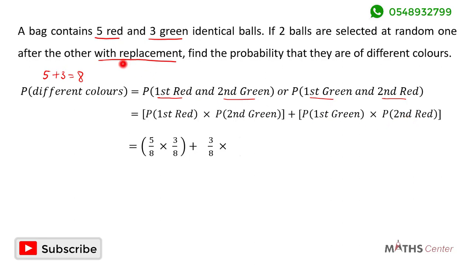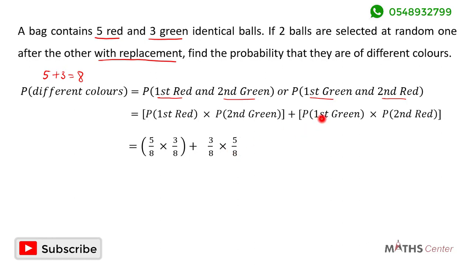As we have seen here, we are selecting the 2 balls one after the other with replacement. So after selecting the first green ball, we will drop it back into the bag and then we will select the second one. So it means that by the time that we'll be selecting the second one, the total number of balls in the bag will be 8 and the number of red balls will be 5. So the probability that the second is red will be the number of red balls, which is 5, divided by the total number of balls, which is 8.